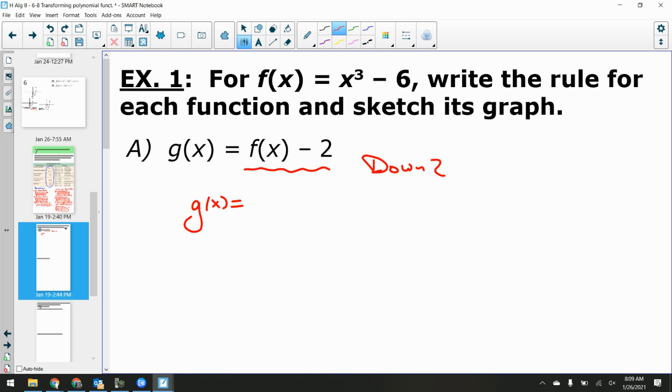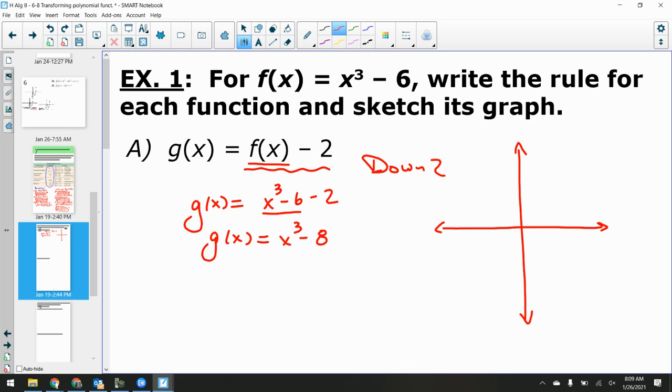G of x is going to be x to the third minus 6, and then a minus 2. Right? That's f of x, and then it's just a minus 2. So g of x is going to be x to the third minus 8. Oh, we could sketch that. Isn't that a cubic just shifted down a total of 8 units? Yeah. It's our parent function just going down 1, 2, 3, 4, 5, 6, 7, 8.